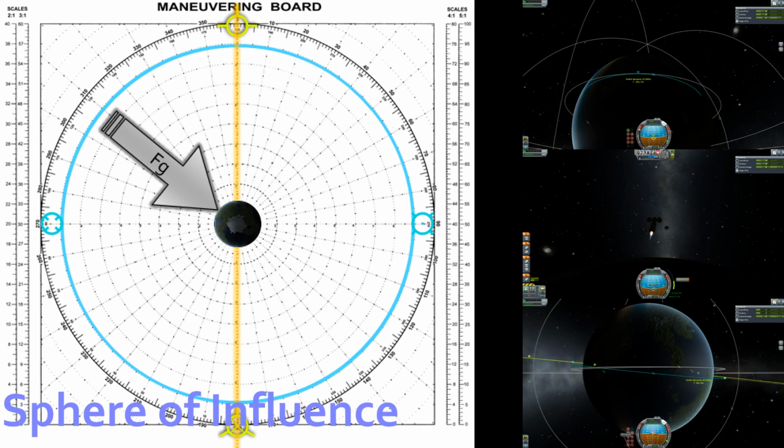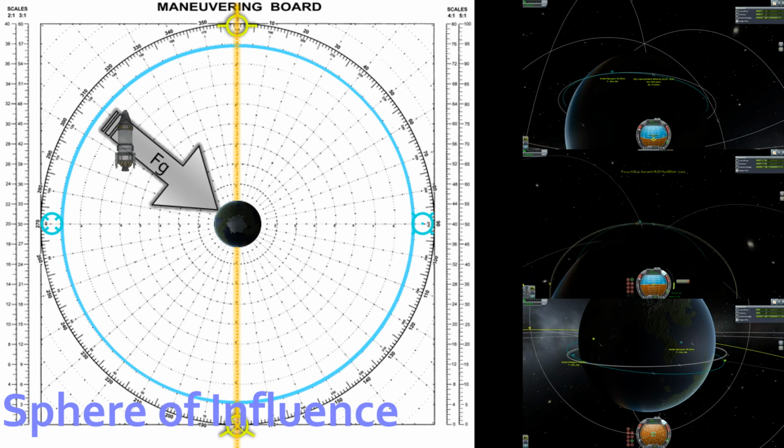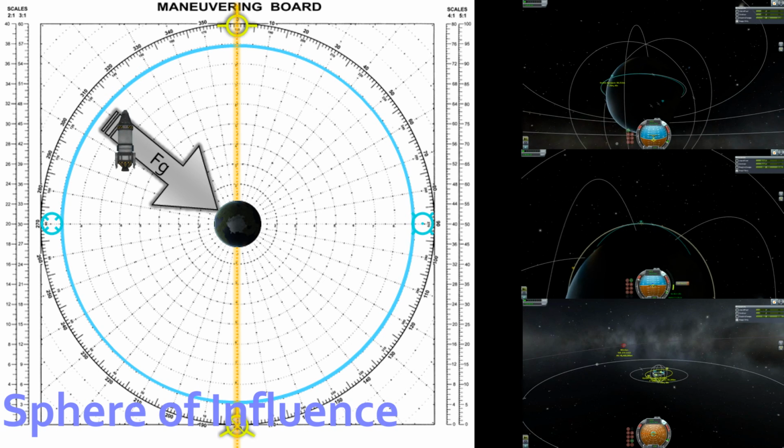Anyways, with the two-body problem, the sphere of influence defines the volume of space around a planet or moon where objects within are affected by the gravity of that body.